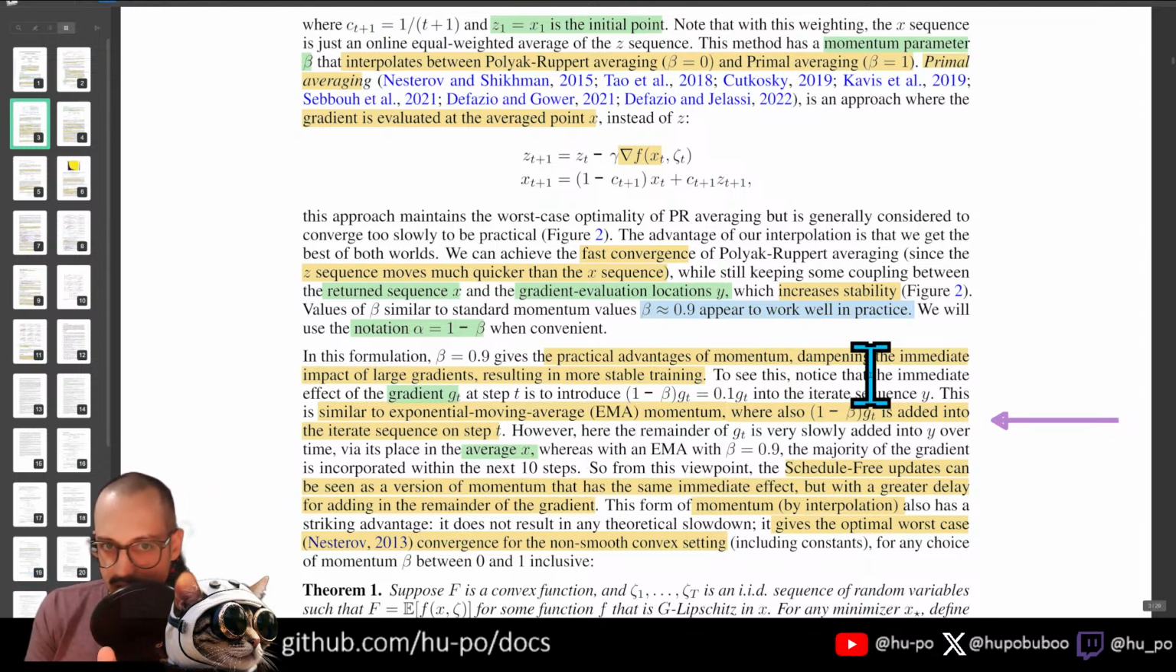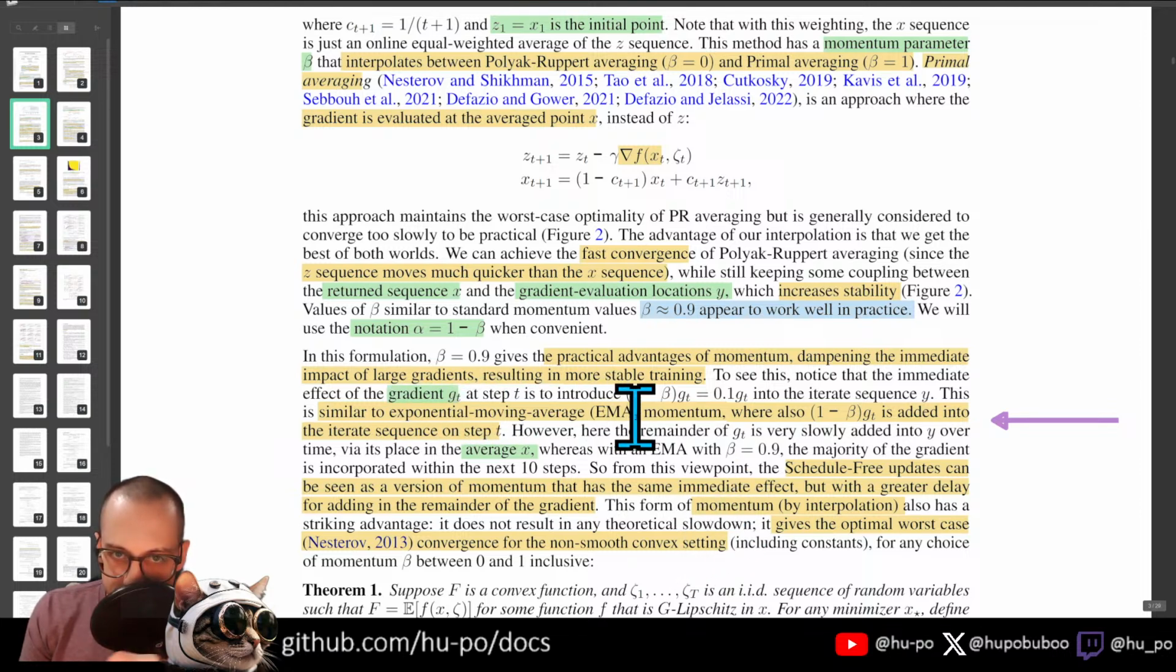Okay. The immediate effect of the gradient g_t. This is similar to exponential moving average, where also (1 minus beta) g_t is added to the iterative sequence at step t. However, schedule-free updates can be seen as a version of momentum that has the same immediate effect, but with a greater delay for adding in the remainder of the gradient. Momentum by interpolation gives optimal worst-case convergence for the non-smooth convex setting.